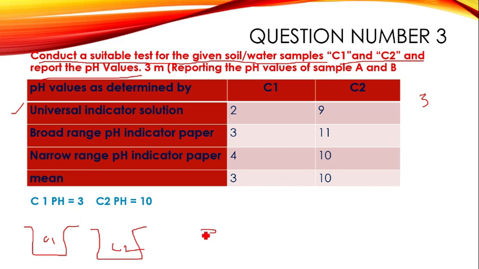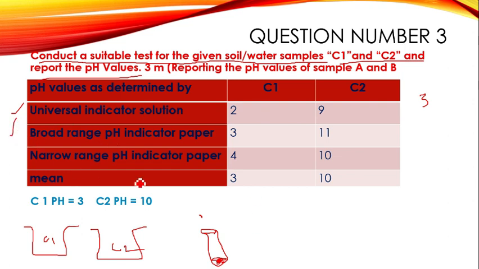Universal indicator solution means, for this you have to take the samples C1 and C2 in test tubes. Then if you add 1 drop of universal indicator solution, you can see the change of color in the sample. Based on that color change, you can identify the pH.